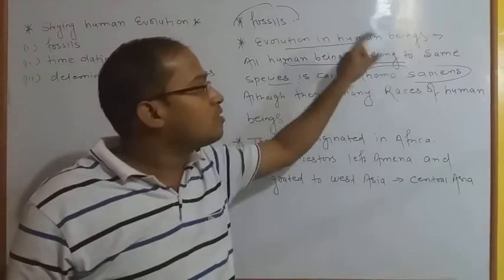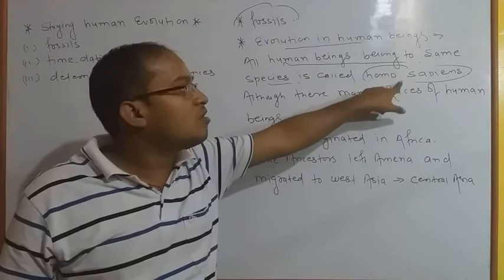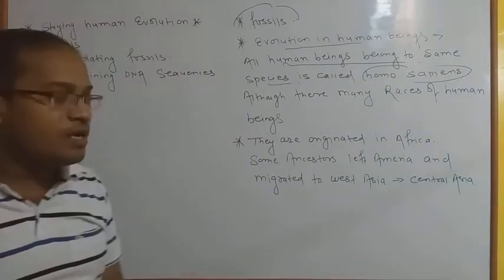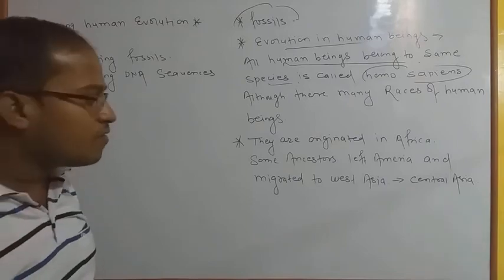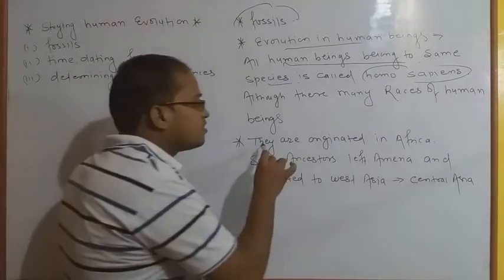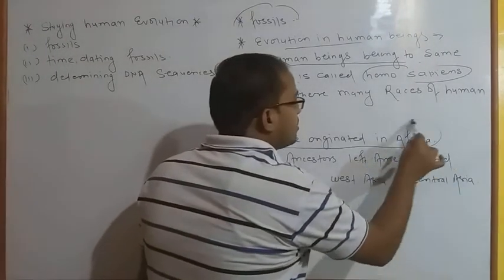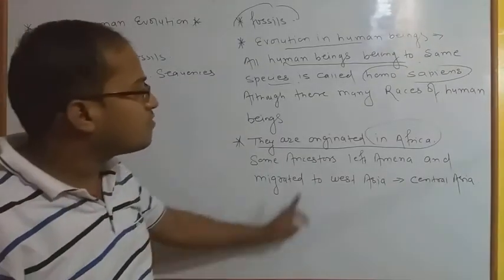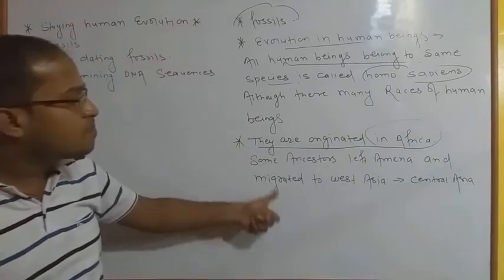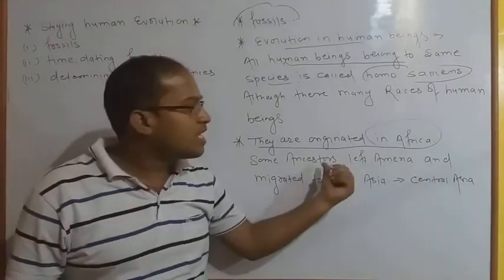But they belong to only one species, and that is called Homo sapiens, okay. Now coming to the next part, we have to discuss a very small amount of evolution in human beings. First, human beings originated in Africa. The history of human evolution started from Africa, and after that some of the ancestors left Africa.